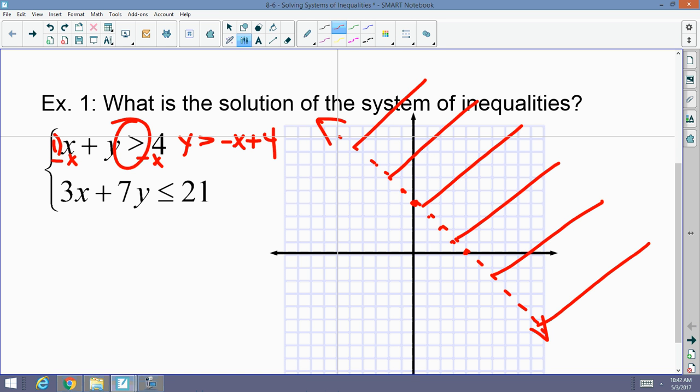If you have a vertical graph and it's greater, you go to the right. If it's less than, you go to the left. If it's a horizontal graph, greater is above, less than is below.